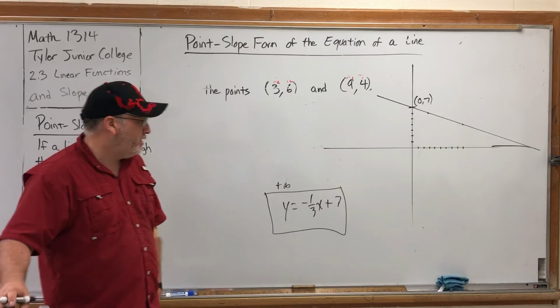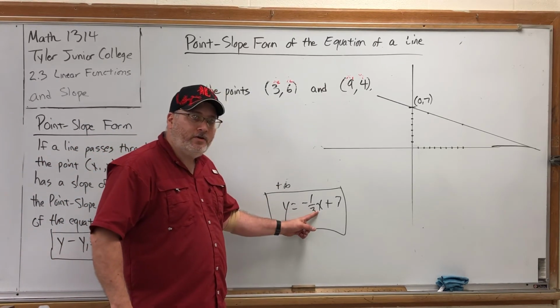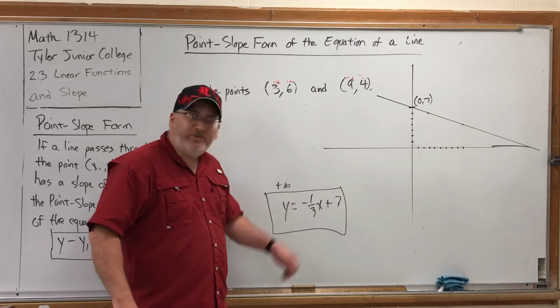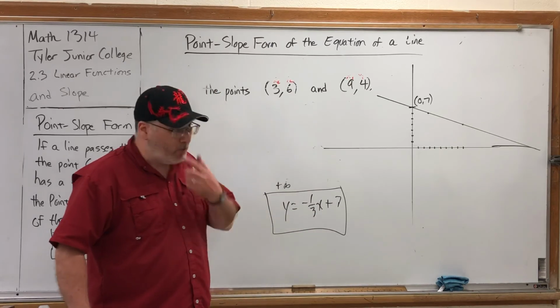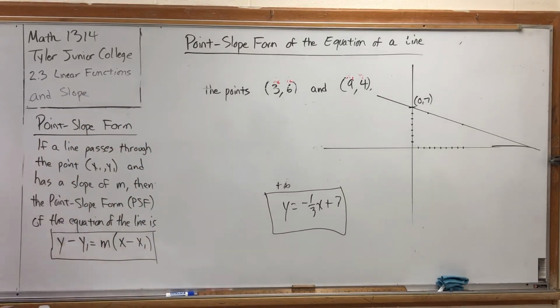Oh, wait a second. If x is 0, then y is equal to 7. So that 7 does represent the y-intercept. So this equation contains the slope, and it contains the y-intercept. Guess what its name is? Well, I'll tell you at the beginning of the next video.